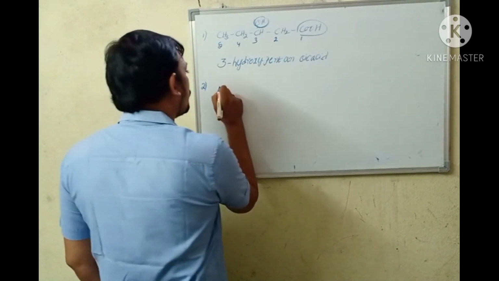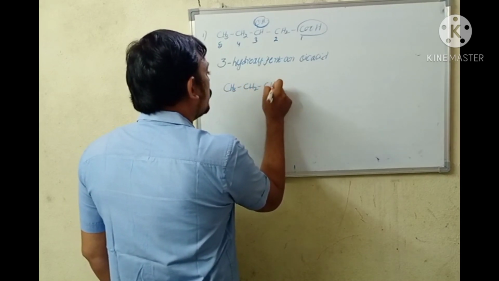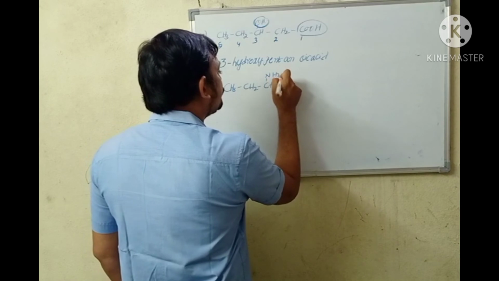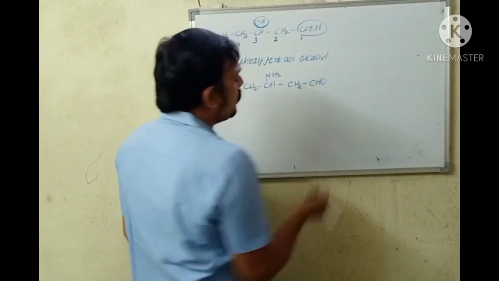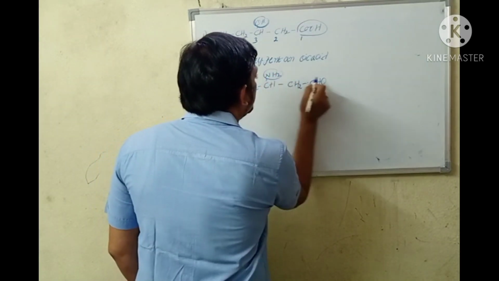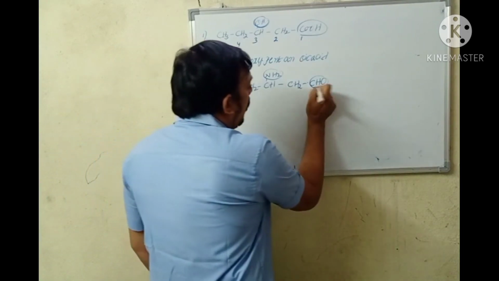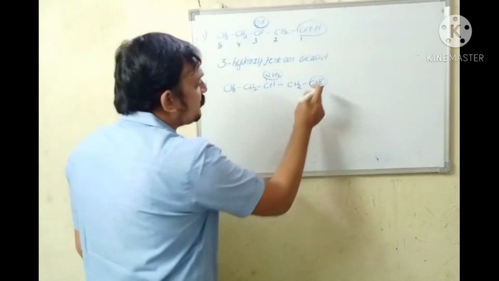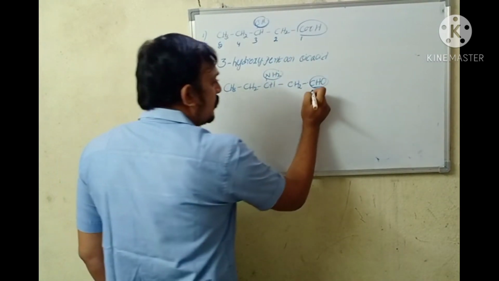Second one, if you see CH3, CH2, CHNH2, CH2, CHO. A compound is there like that. It contains two functional groups, an amine group and an aldehyde group. Out of these two, aldehyde will be given highest priority, so that is to be treated as the principal functional group. Amine is treated as a substituent.